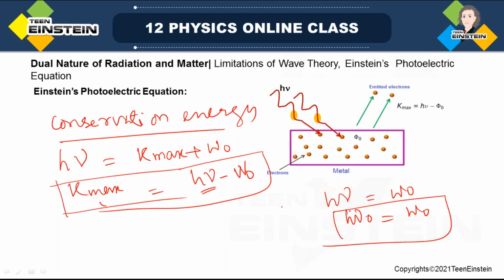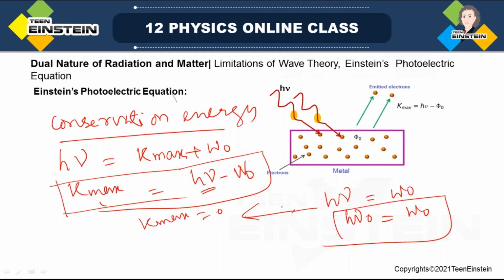So what does this mean? When the energy of the incident photon becomes exactly equal to the work function, then the electrons will not have any kinetic energy. So K max will be 0 in this case. If the incident light has frequency exactly equal to the threshold, then there will be no kinetic energy of the emitted electrons.